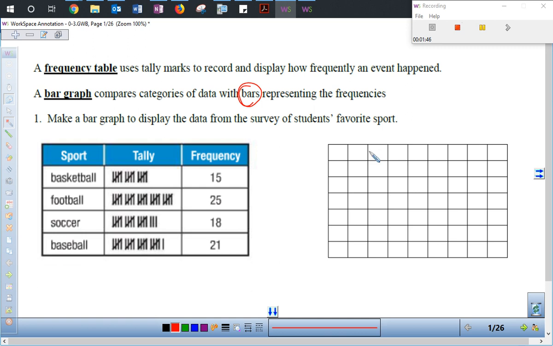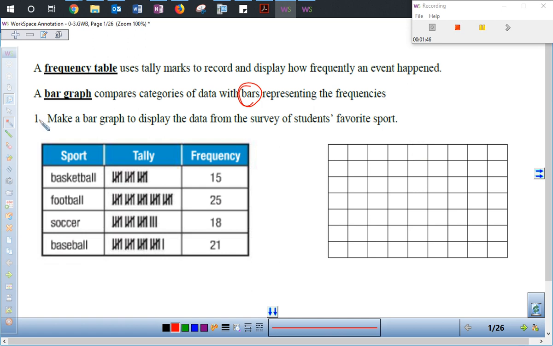Now, the most important part of any graph, it doesn't matter what kind it is, is always going to be the title. The title needs to describe what's happening in the graph or the frequency table so someone can look at it and automatically know what they're talking about. So 9 times out of 10 you can determine a great title for your graph just by the information that they give you in the problem.